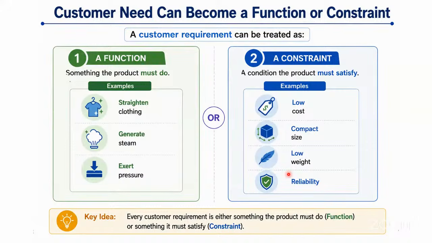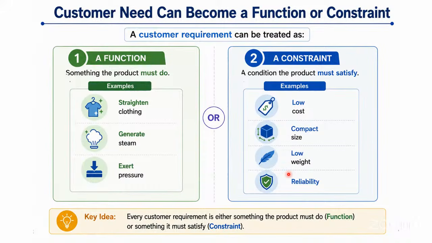So the customer need can become a function or a constraint. So we need to understand the difference between function and constraints. So a customer requirement can be like straightening the cloth or to generate steam or exert pressure. So these are functions. If you consider an iron box, the component or the device will do the straightening, it will generate steam, it will exert pressure. These are functions that the customer require.